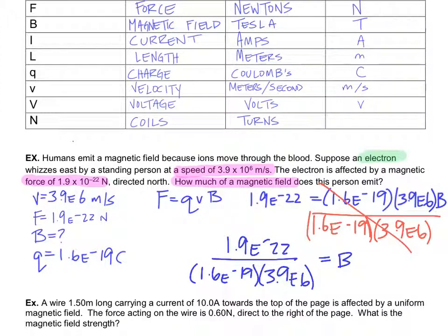equals B. So when I do the math, I calculate 1.9 E negative 22 divided by the product of 1.6 E negative 19 and 3.9 E 6. I get an answer of 3.04 E negative 10. And since I'm measuring magnetic field, this is in Tesla. 3.04 E negative 10 Tesla.